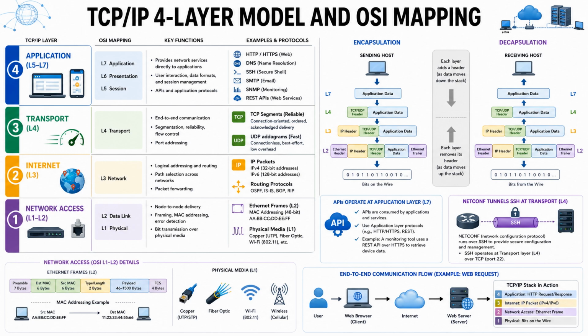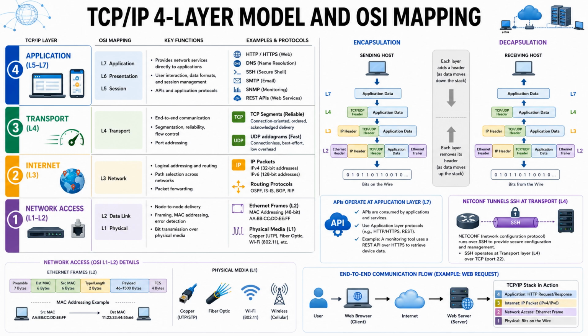TCP/IP's internet layer maps exactly to OSI layer 3. IP packets, IPv4 and IPv6 addresses, and routing decisions. Transport is the same as OSI layer 4. TCP for reliable ordered delivery, UDP for low overhead fast delivery. And TCP/IP's application layer absorbs OSI layers 5, 6, and 7. That's where HTTP, DNS, SSH, SMTP, and SNMP, and every REST API call lives.